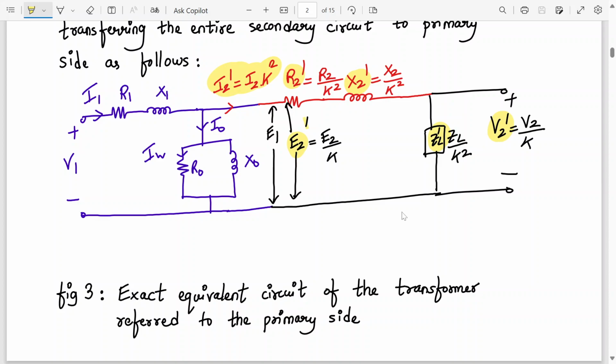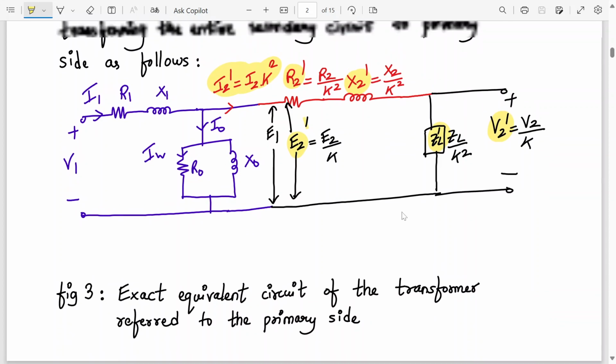Completed this diagram? So in this diagram, all the secondary winding resistance R2 and the reactance X2 are transferred to the primary by dividing them by K square, where K is the transformation ratio. Okay, E2 and V2 in secondary become E2 by K, V2 by K. Here I have shown already. Secondary current is transferred to the primary by multiplying it by K square.